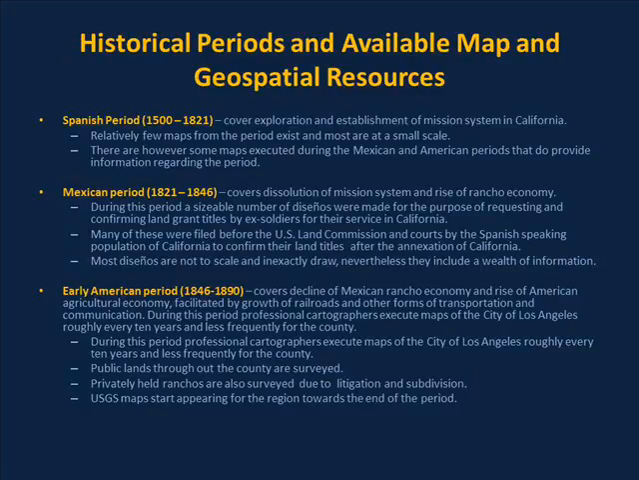The early American period, 1846 to 1890, covers the decline of the Mexican rancho economy and the rise of the American agricultural economy, facilitated by the growth of railroads and other forms of communication. During this period, professional cartographers executed maps of the city of Los Angeles roughly every 10 years, and less frequently for the county. Public lands throughout the county are surveyed, privately held ranchos are also surveyed due to litigation and subdivision, and USGS maps start appearing for the region towards the end of the period.